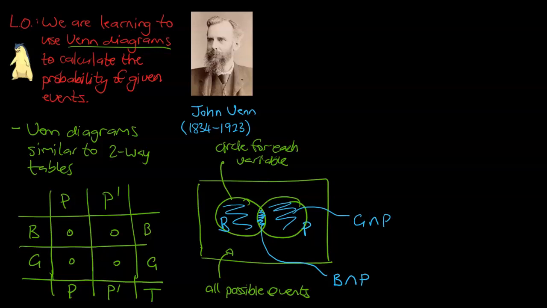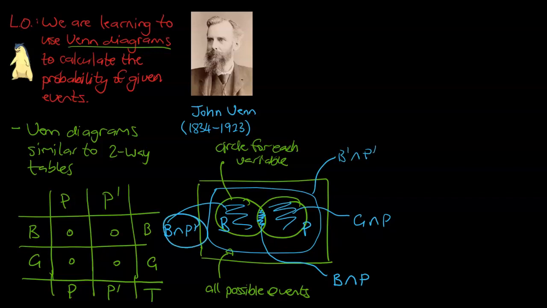This portion over here, that would be a boy and no phone, because you can see this area here does not sit within that phone circle. And the area around the outside, all that leftover space, that's people who don't fit in either circle. So that means they are not boys and they do not have phones.